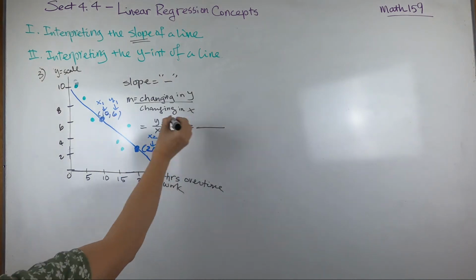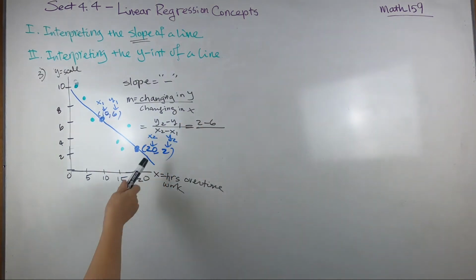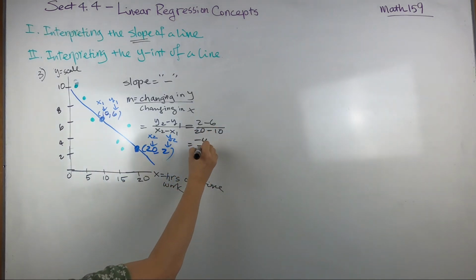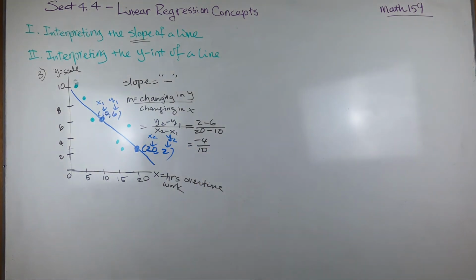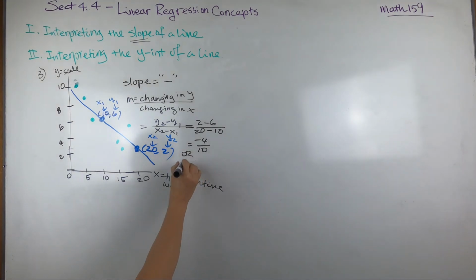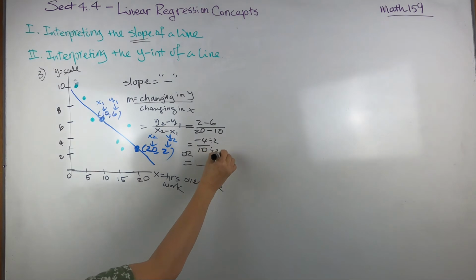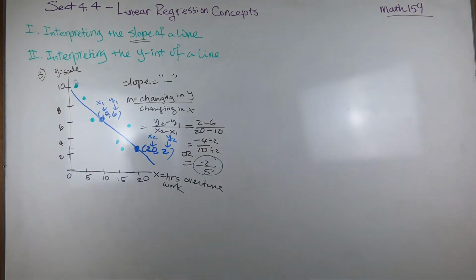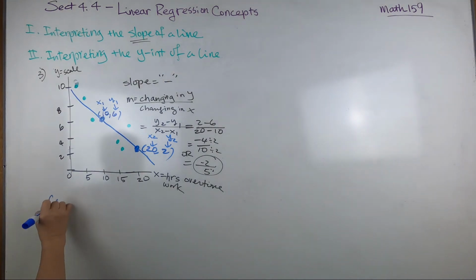So y2 minus y1, 2 minus 6. x2 minus x1, 20 minus 10. So it's negative 4 over 10. Is that right? Or we can simplify, divided by 2. That would be negative 2 over 5. So that's the slope we need to interpret. Okay? So what does that mean? Overtime you worked, over the satisfaction, how satisfied you are. Okay? So let's draw the conclusion.